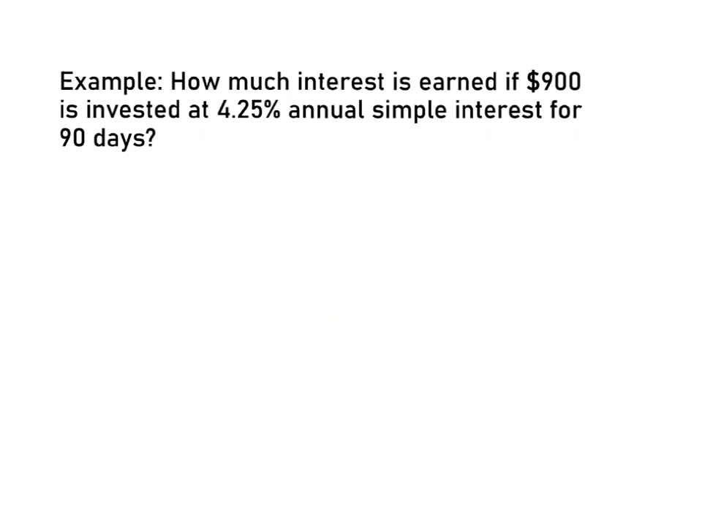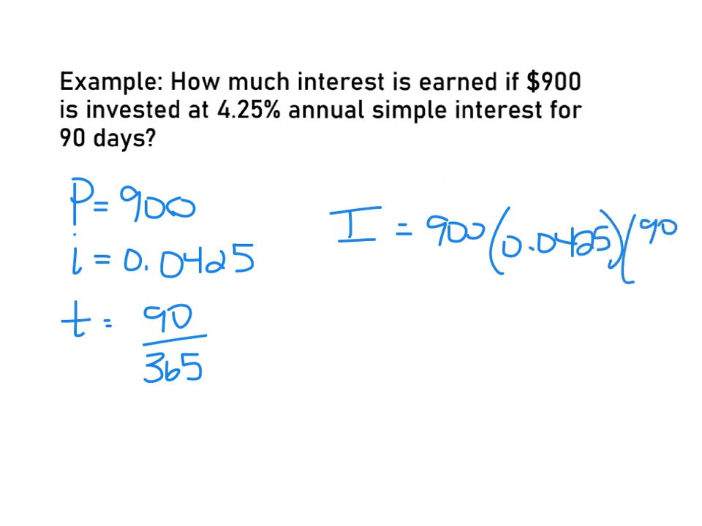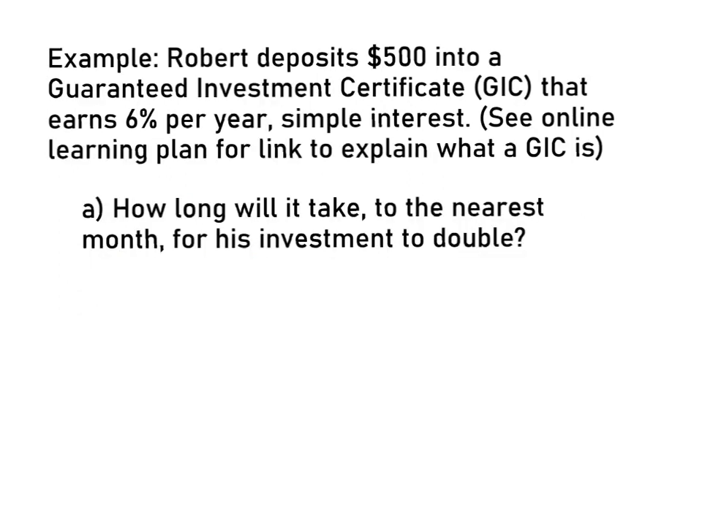Okay, one more. How much interest is earned if $900 is invested at 4.25% annual simple interest for 90 days? So our principal is 900. Our interest rate as a decimal is going to be 0.0425. And our time in this case was given as days, so if we convert it to years, we need to put it over 365. Plug that all in and we would get $9.43 in interest.